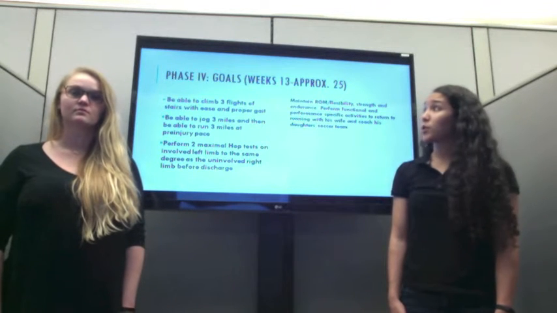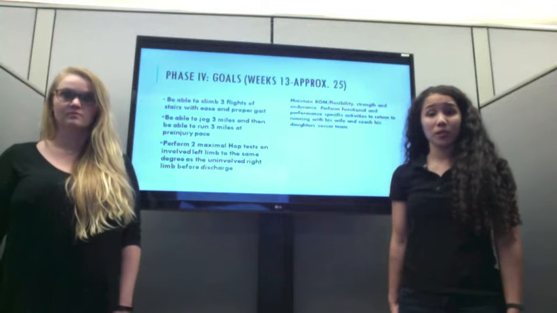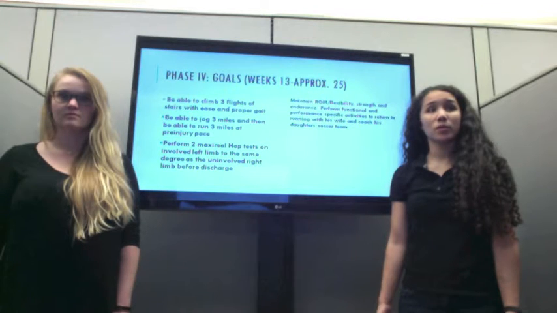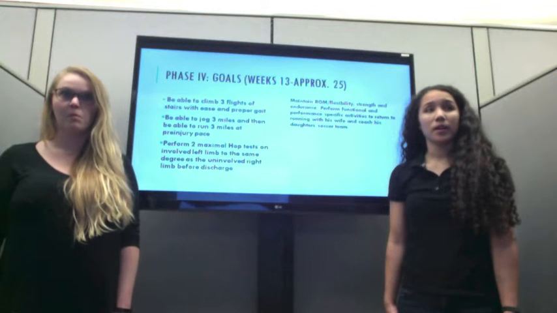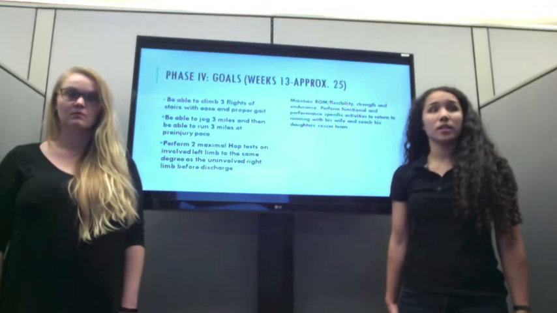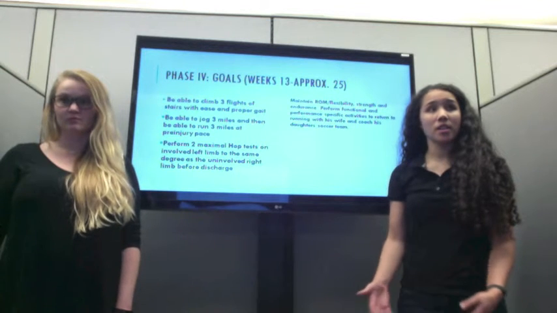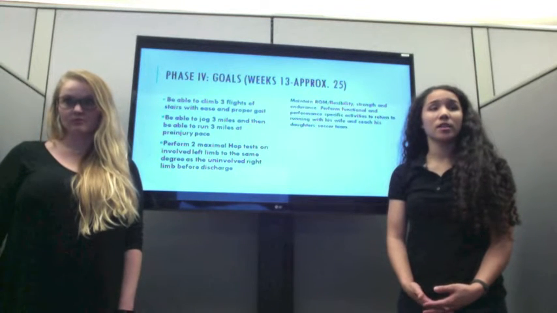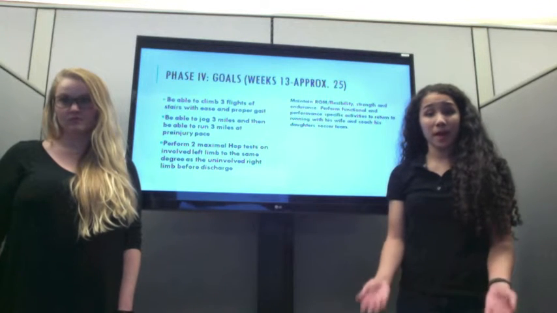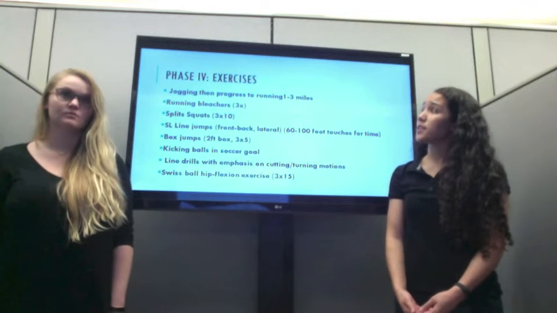So some of our phase 4 goals were for our patient to be able to get back to doing his normal activities of daily living that he enjoys, his hobbies with his work, and with his kids. So being able to climb 3 flights of stairs with ease and proper gait is an appropriate goal for his occupation. Being able to jog 3 miles and then run 3 miles is appropriate for him to be able to become active again with his wife. So these are some of the phase 4 exercises.